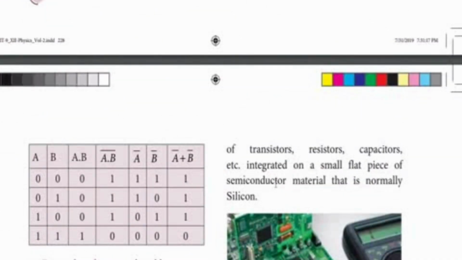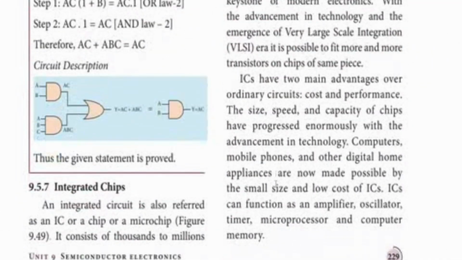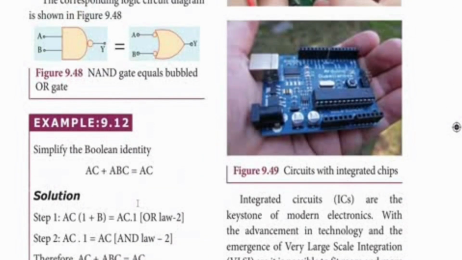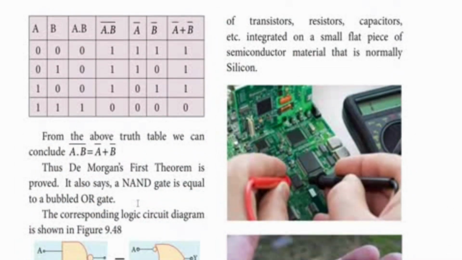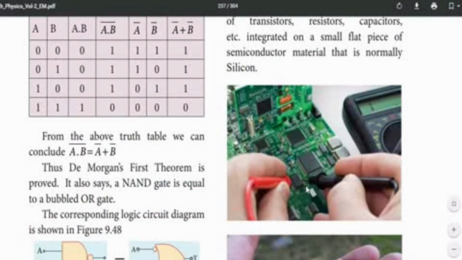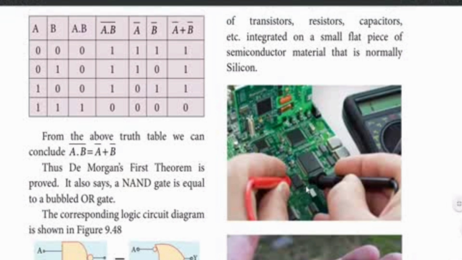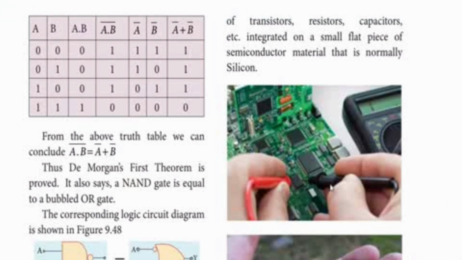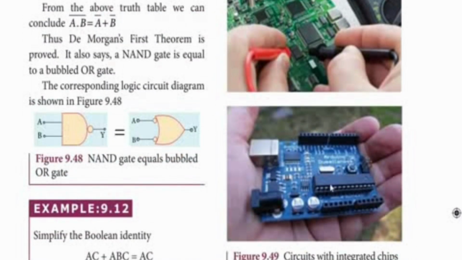Then finally the last topic, integrated chip. Integrated chips were discovered in the year 1958, after the invention of the transistor. Integrated chips come in different sizes, such as very large scale, small scale, and medium scale. Integrated chips are made from transistors, resistors, capacitors, and other small components, so they are very small in size.